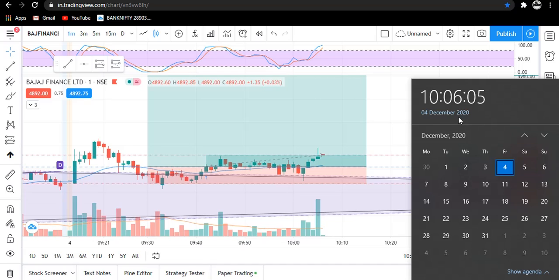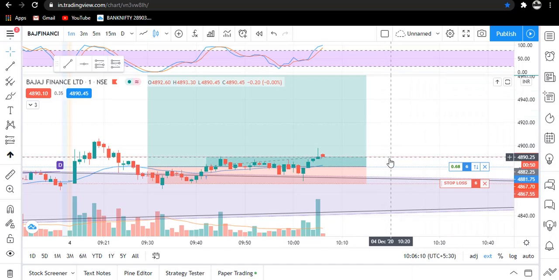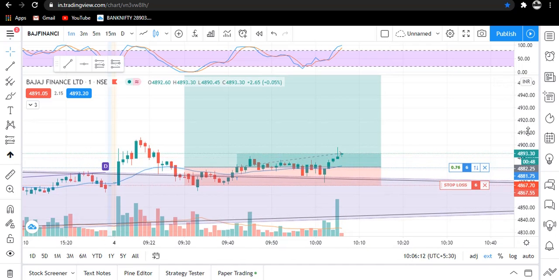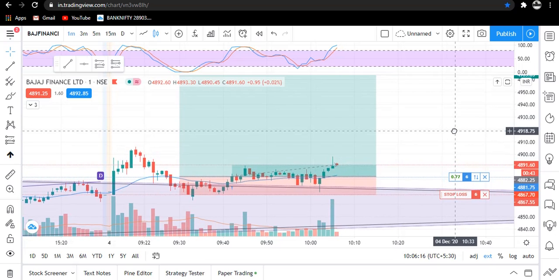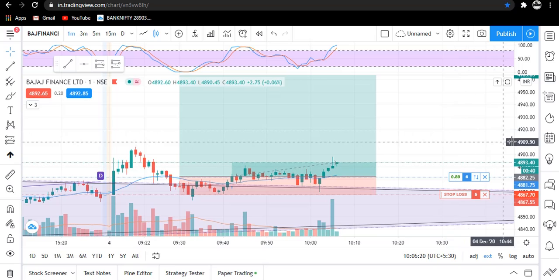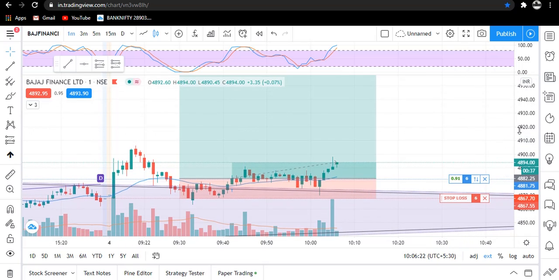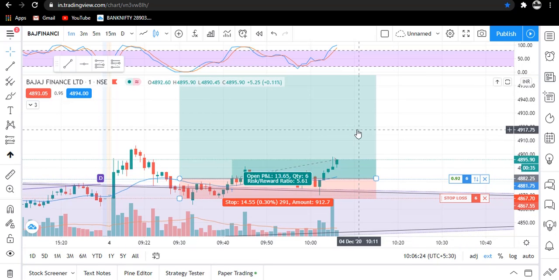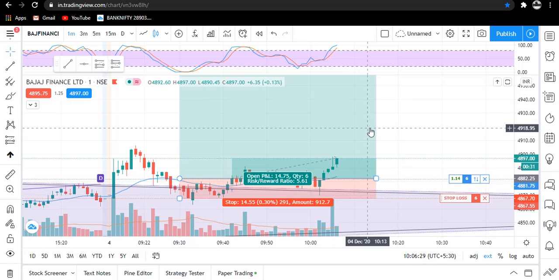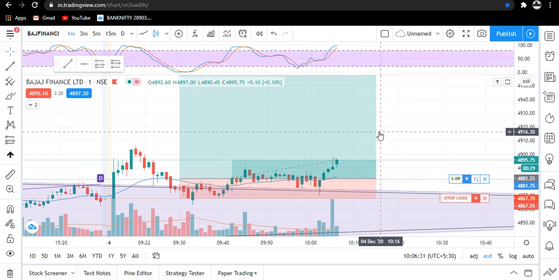Today is 4th of December 2020 and currently the time is 10:06 AM. Now coming on to today's trade, traders, we have taken a trade in Bajaj Finance on the breakout of a triangle pattern, and the trade is now going on. Here we are aiming for our risk reward of 5.61. Let's see if we get it or not.